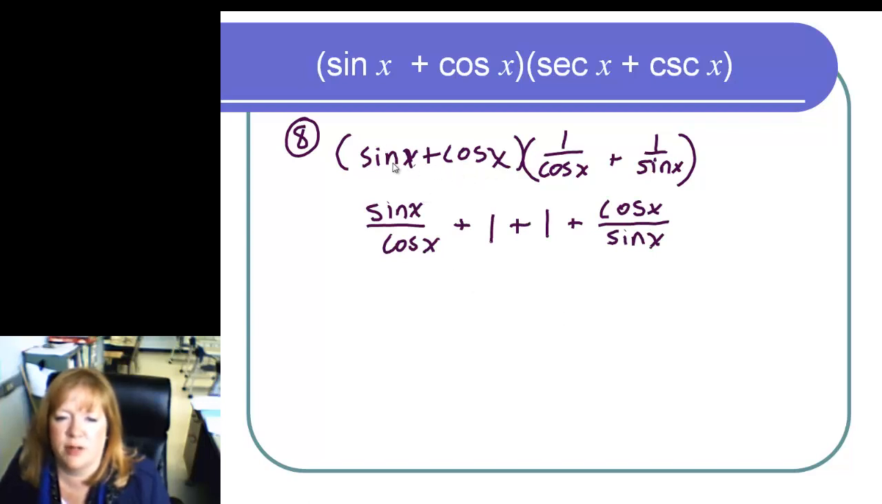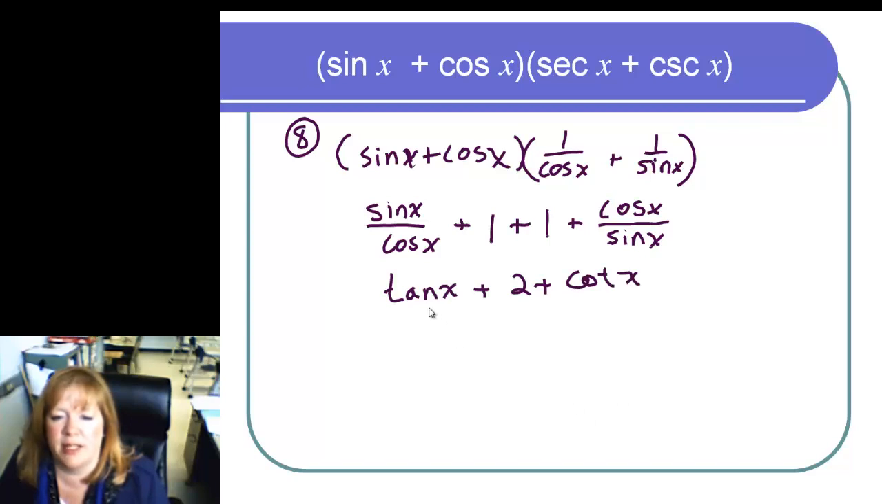First, when I take sine x times 1 over cosine of x, I get tangent of x. Cosine times 1 over cosine is 1. Sine times 1 over sine is 1. And cosine times 1 over sine ends up to be cotangent of x. So I end up with tangent of x plus 2 plus cotangent of x.